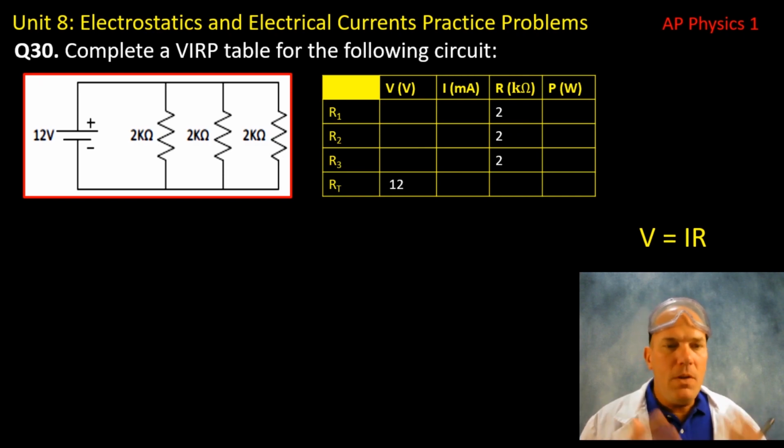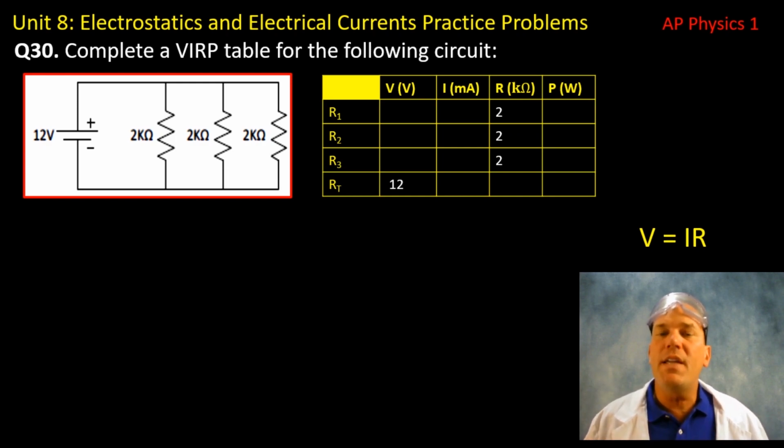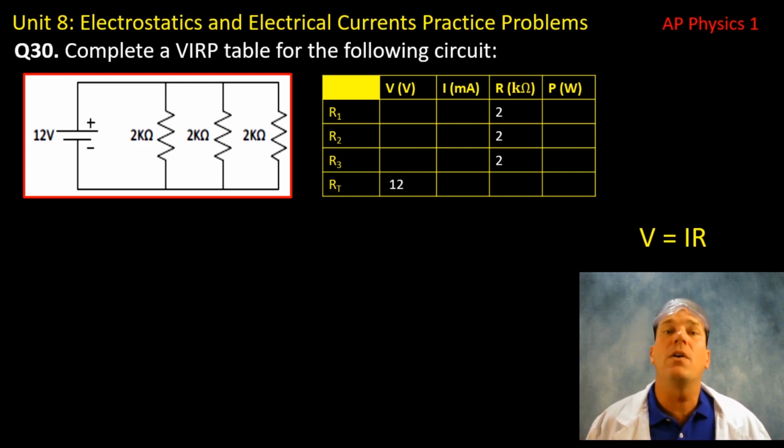Question 30. Complete a VERP table for the following circuit. Here's our VERP table. Here we have a circuit, and this circuit has a 12 volt potential difference total, and also has 3 individual resistors, all 3 of which are hooked up in parallel. Let's write down what we know. We know the total voltage, and we know the values of the individual resistors are all 2 kiloohms.